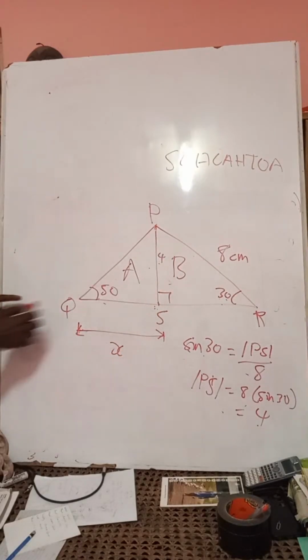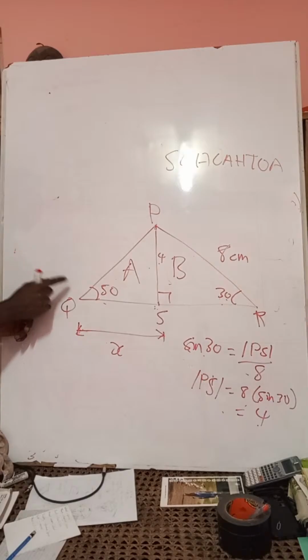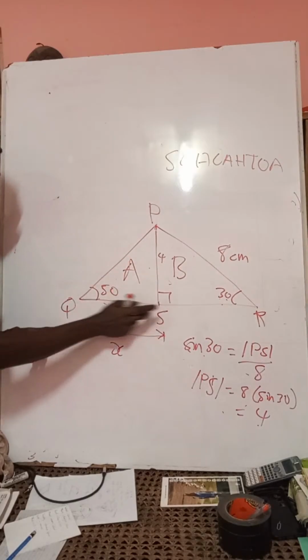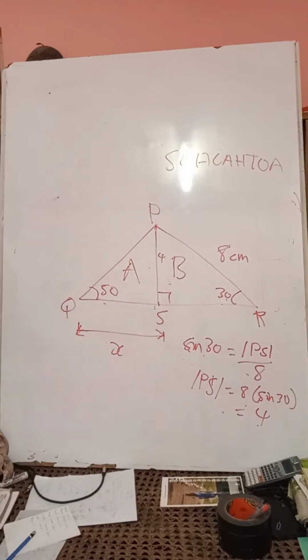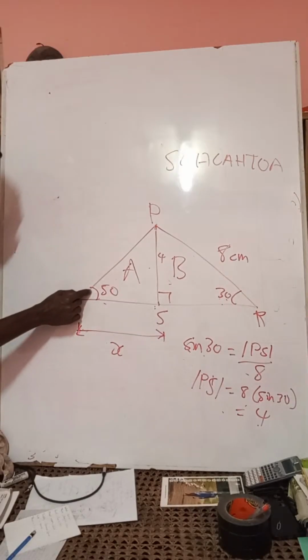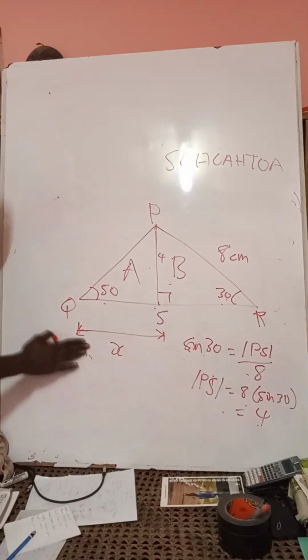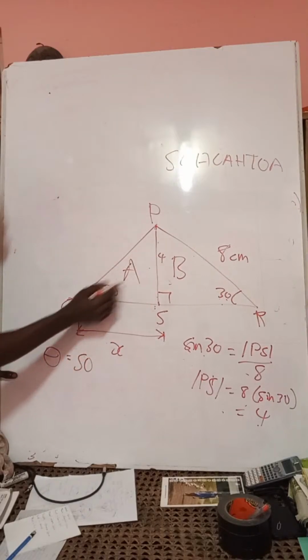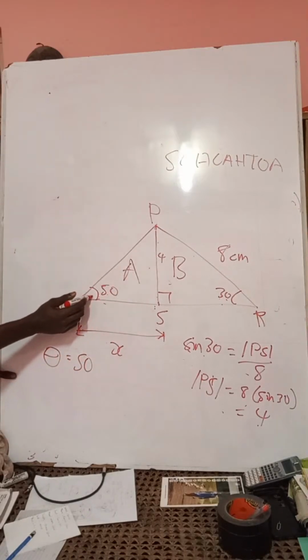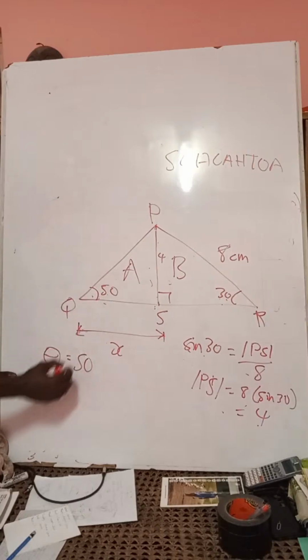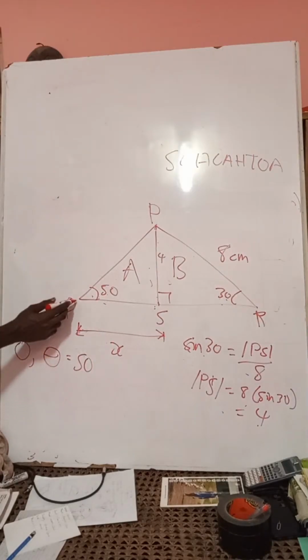After getting this side to be 4, you ask yourself, how can you find this side? What do you have? You have one angle, which is theta, to be 50 degrees. And you also have one side, which is the opposite to the angle. So you have the opposite, you have O. And you are looking for what?